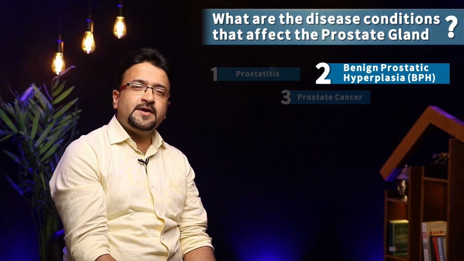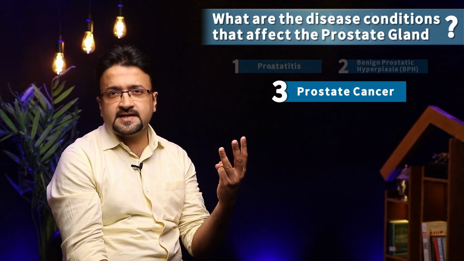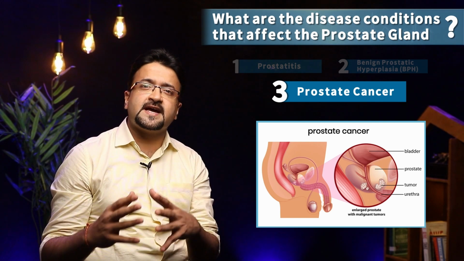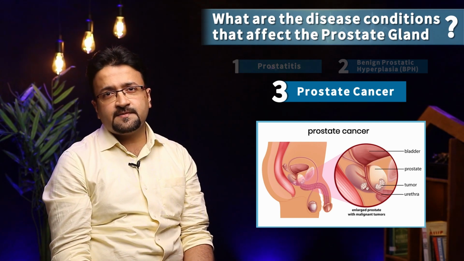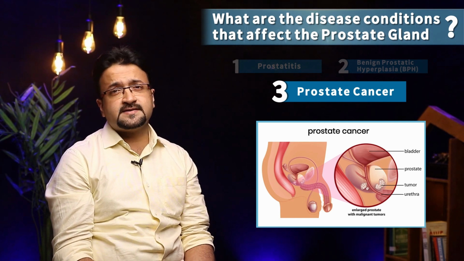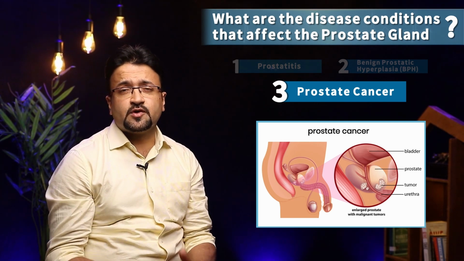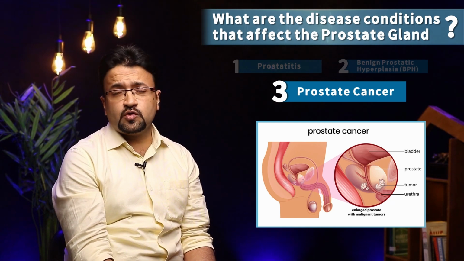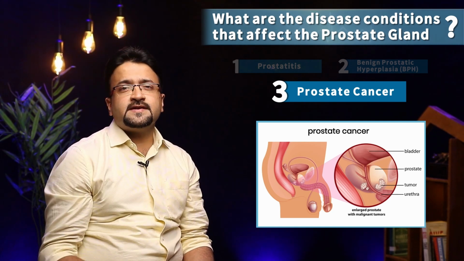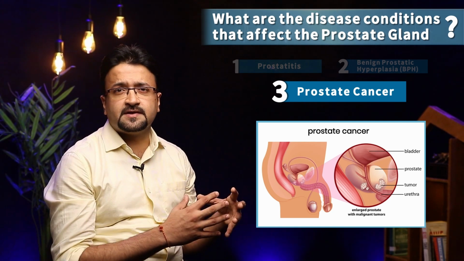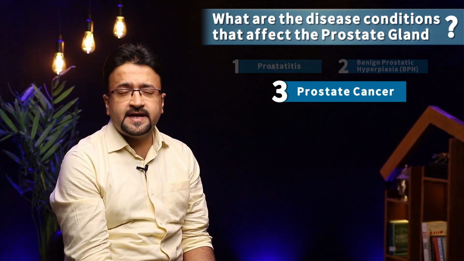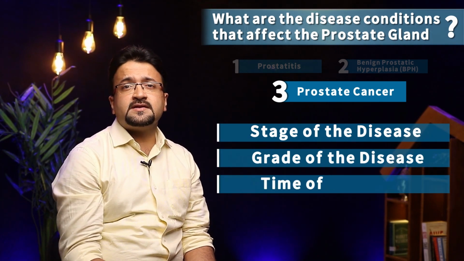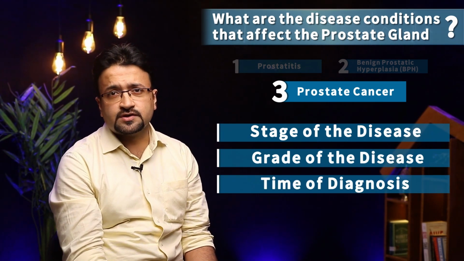and long-standing. Coming to the third condition affecting the prostate, that is prostate cancer. This is definitely the most sinister diagnosis associated with the prostate gland, probably the one that terrifies most men when they hear about a prostate problem. Prostate cancer, like any other cancer, is an uncontrolled growth of cells in the prostate gland. There are various factors that decide how lethal a prostate cancer can be. It includes the stage of the disease, the grade of the disease. The time when the diagnosis is made is very important.